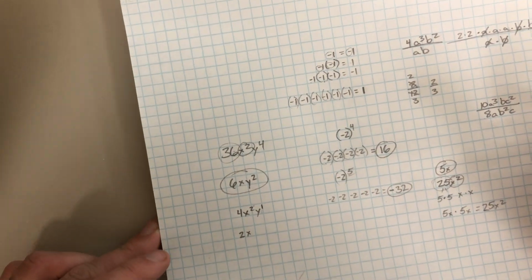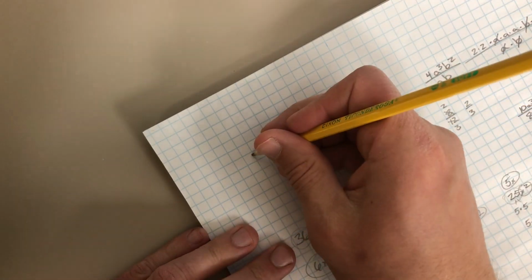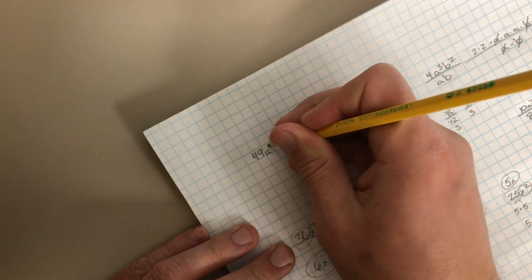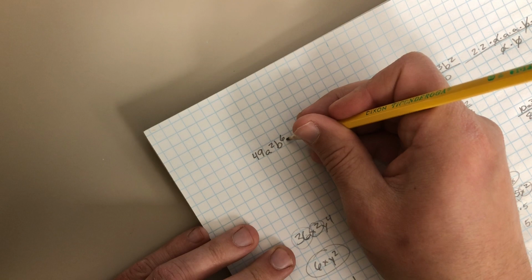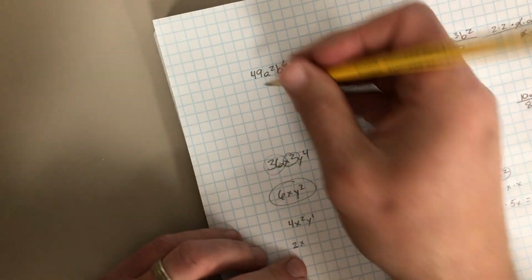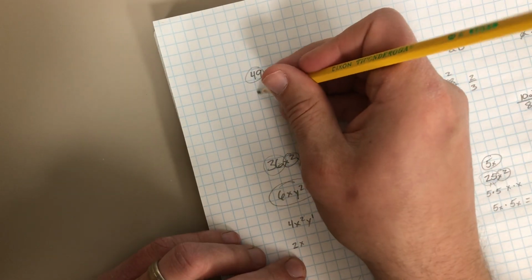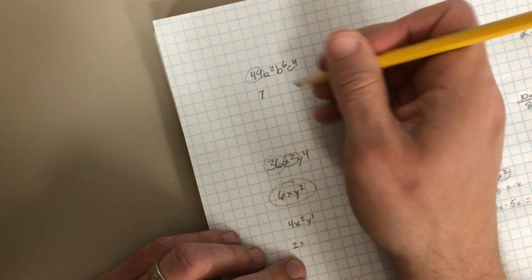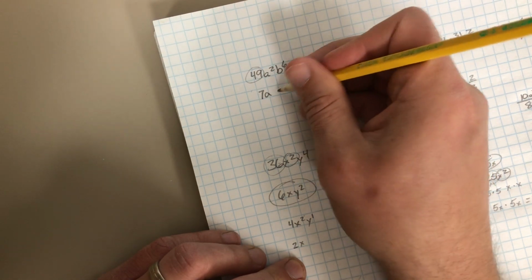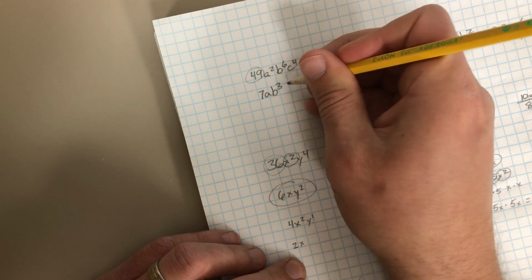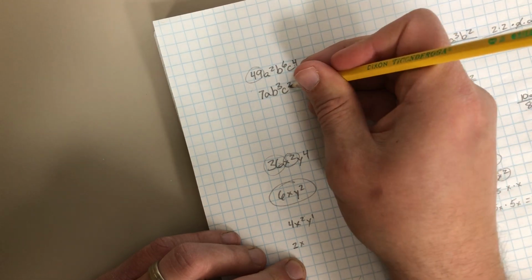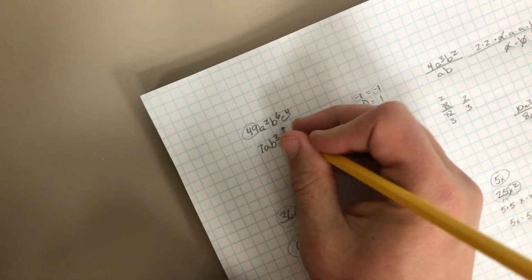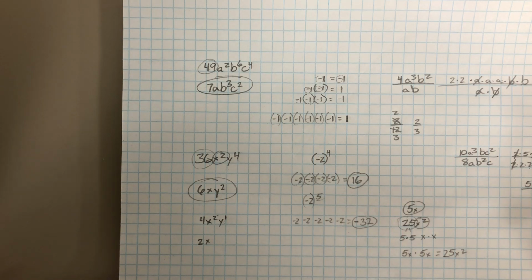So let's look at one more like that. Let's say 49a squared b to the 6th c to the 4th. All right. Is 49 a perfect square? Yep, 7 times 7. A squared is a times a. b to the 3rd times b to the 3rd is b to the 6th. And c to the 2nd times c to the 2nd is c to the 4th. So this is a perfect square because it breaks down just like that.